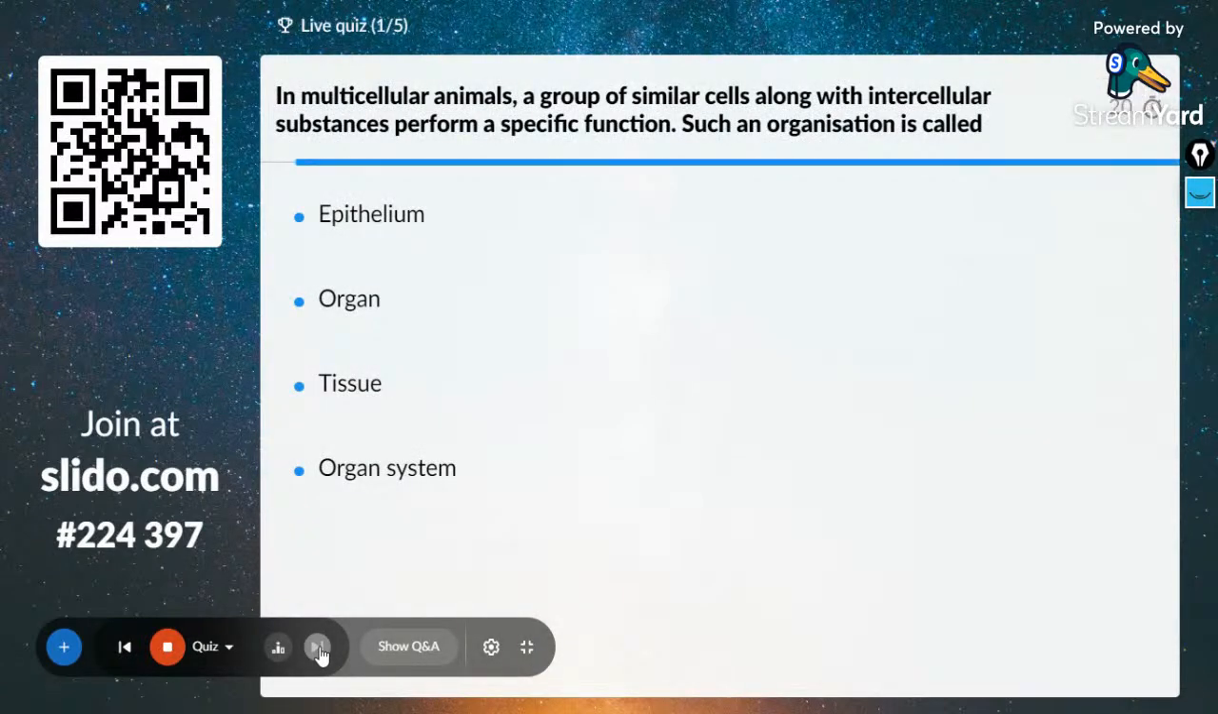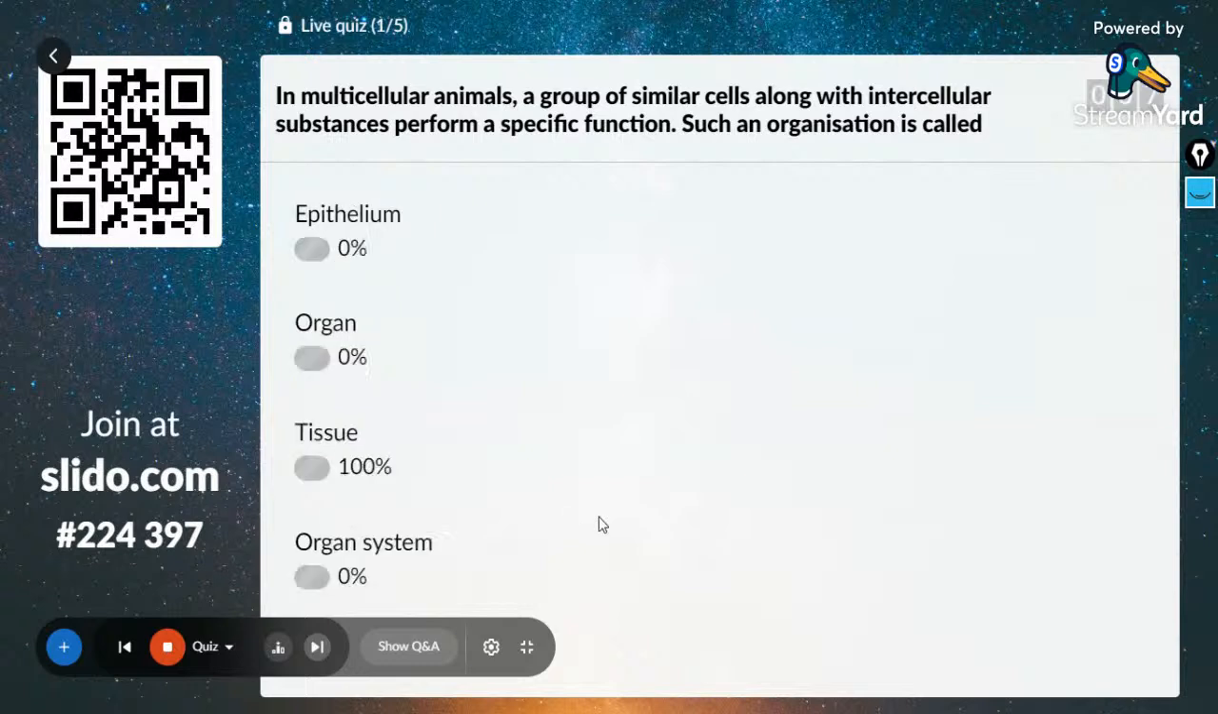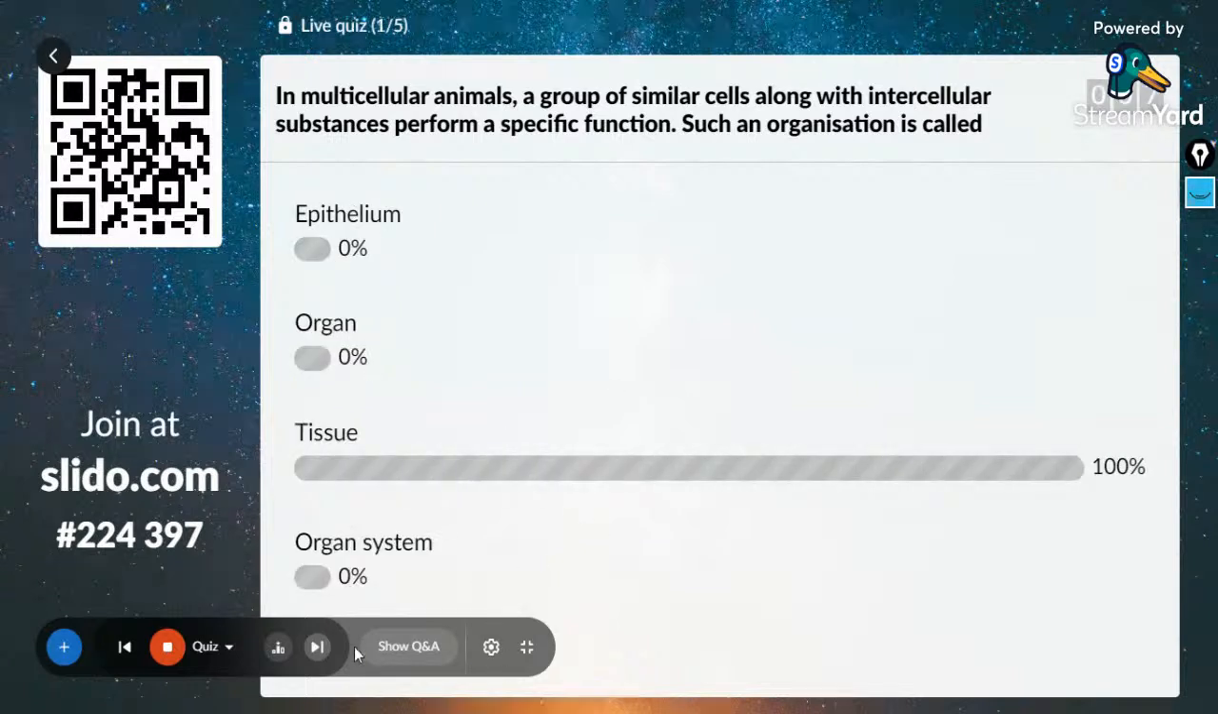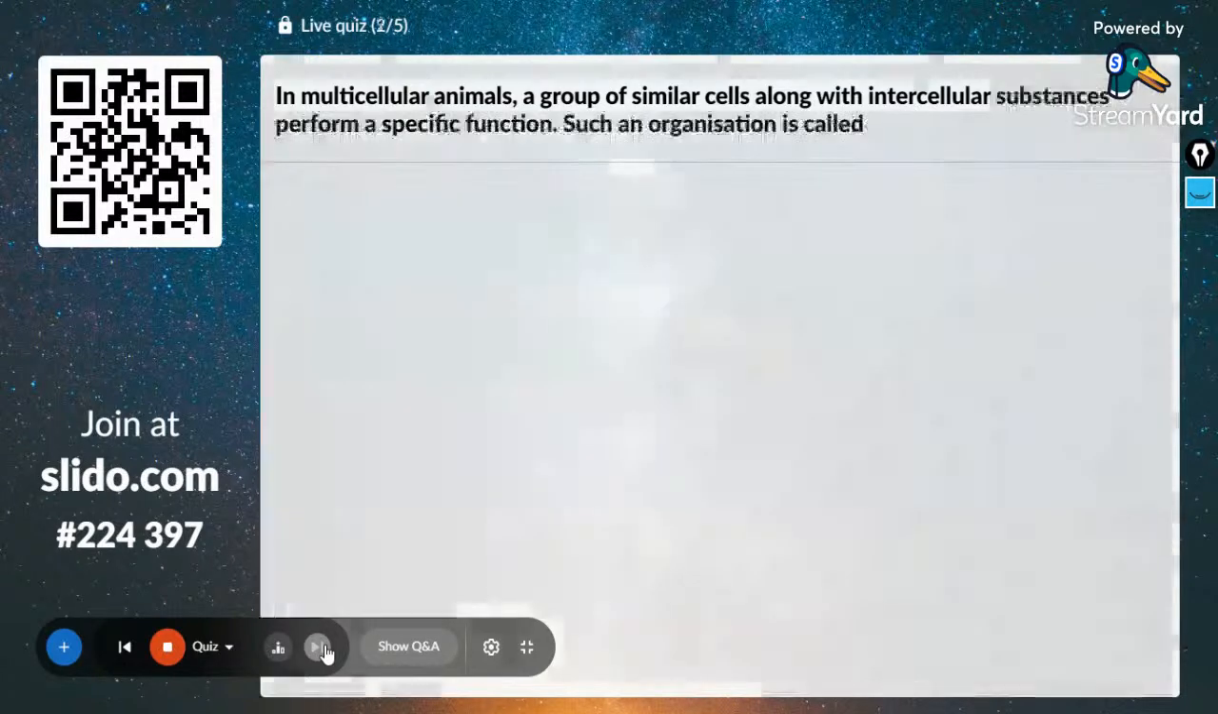In multicellular animals, a group of similar cells along with intercellular substances perform a specific function. Such an organization is called epithelium, organ, tissue, or organ system. Very good. Tissue is the correct answer.